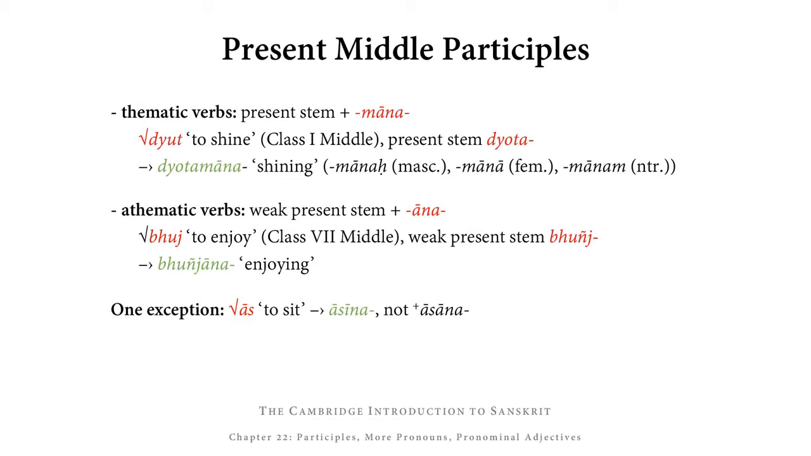An example of an athematic present middle participle would be from bhuj, to enjoy, where we take the weak present stem bhunj. Bhuj is class 7, so we add the n in the weak stem bhunj. And to that we then add ana, giving us bhunjana, enjoying. And that again declines just like a normal short a, long a stem. There's one notable exception, and that is of the verb as, to sit, where we do not have the present middle participle asana that we might expect, but rather we have asina, meaning sitting.